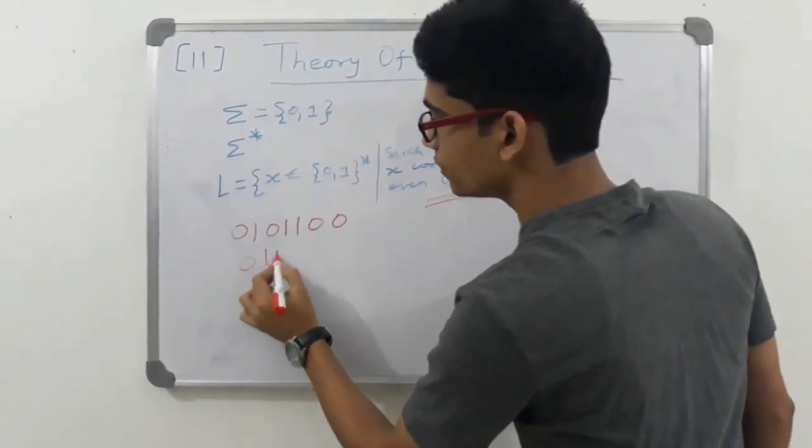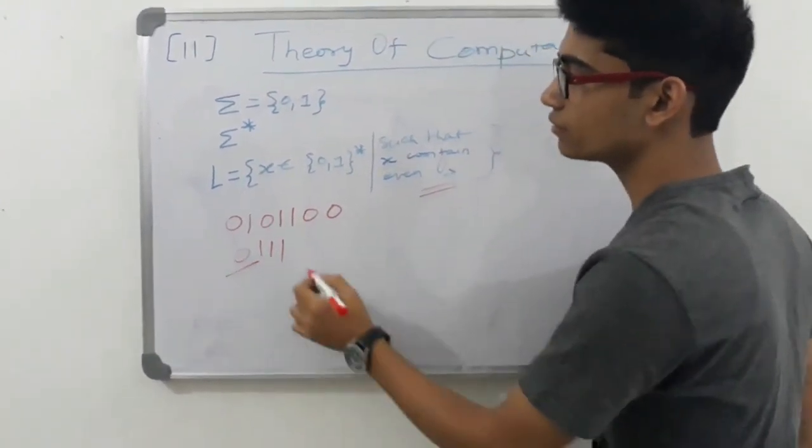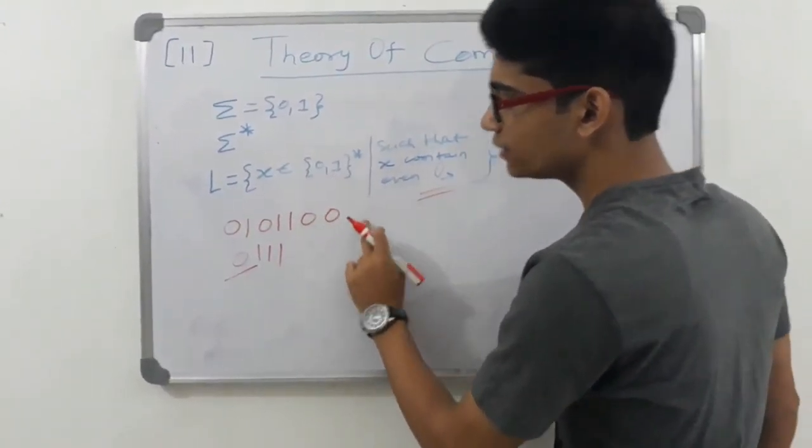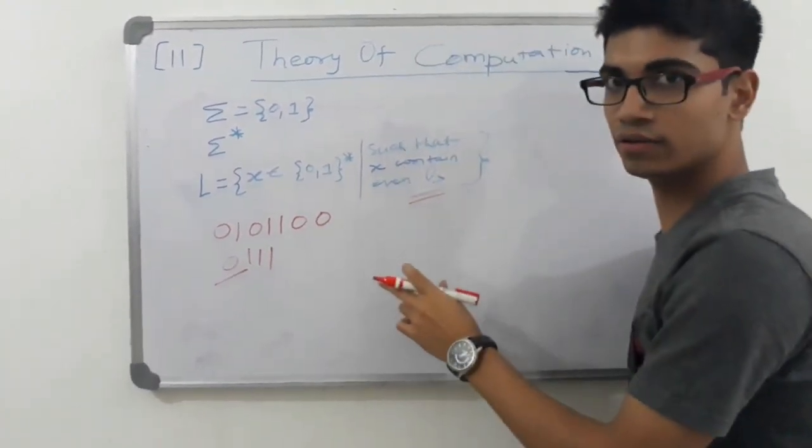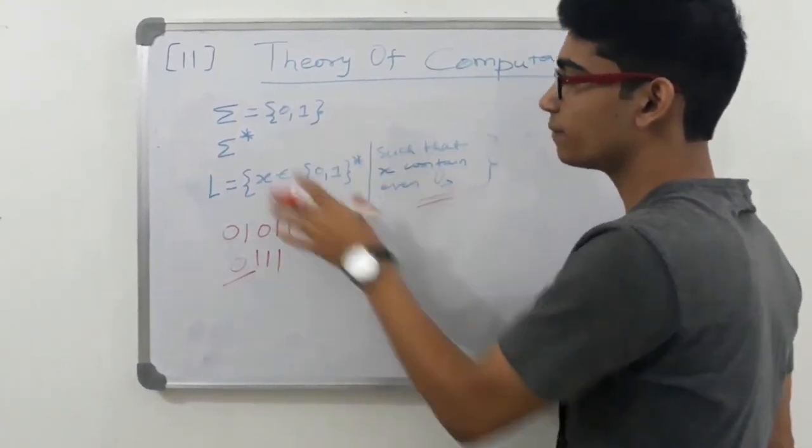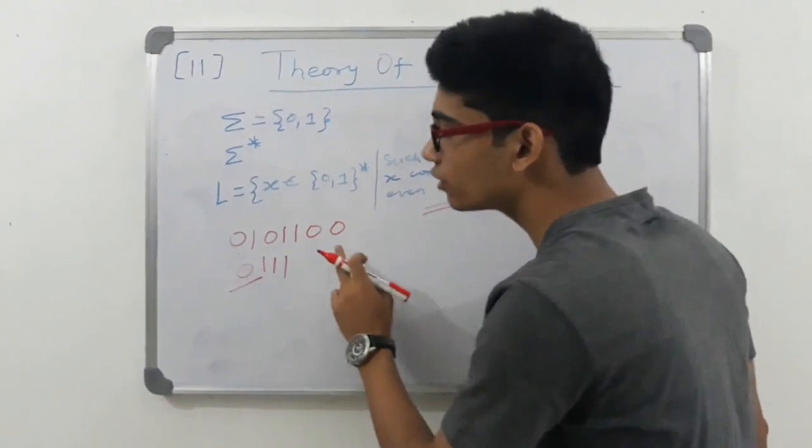And when I write 0 1 1 1, you say odd number of 0, so this will fall under this category. So this is a trivial problem. So why do we need this? You would question, so what is the need of complicating things? See, basically we are not complicating things.